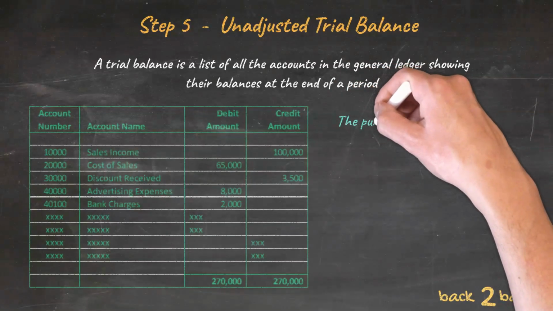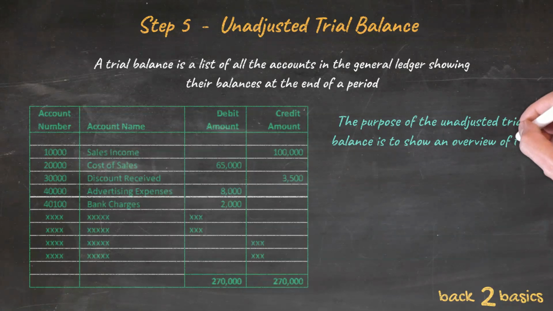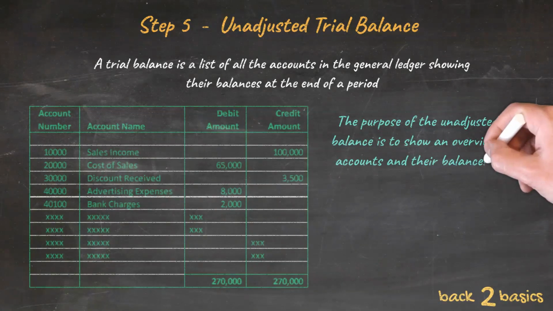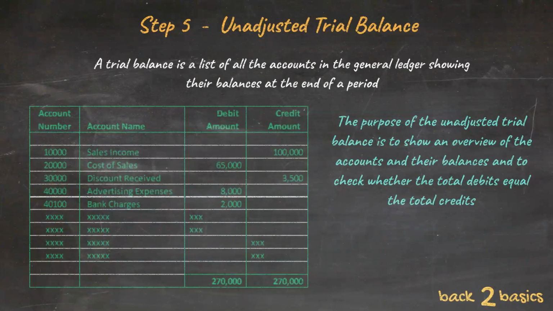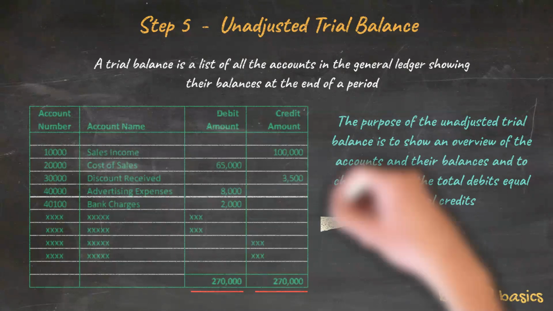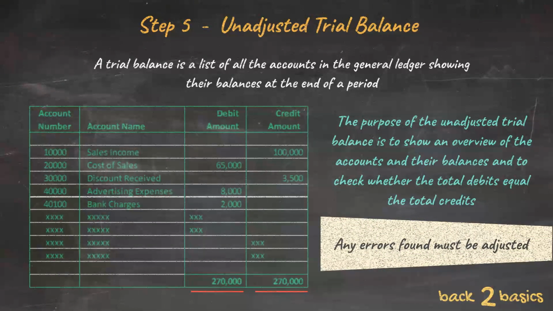a column for the debit amounts, and a column for the credit amounts. The purpose of the unadjusted trial balance is to show an overview of the accounts and their balances, and to check whether the total debits equal the total credits. If any errors are found during your review of the unadjusted trial balance, it must be adjusted and corrected.